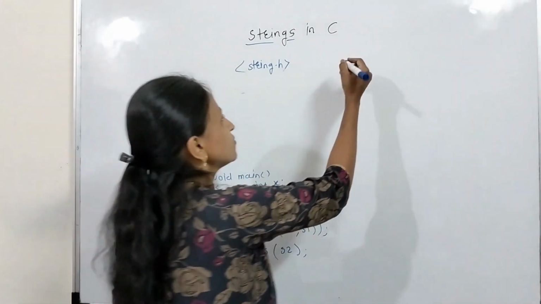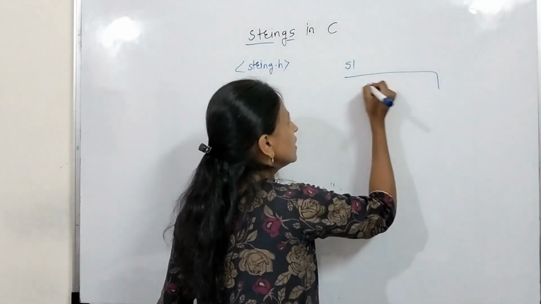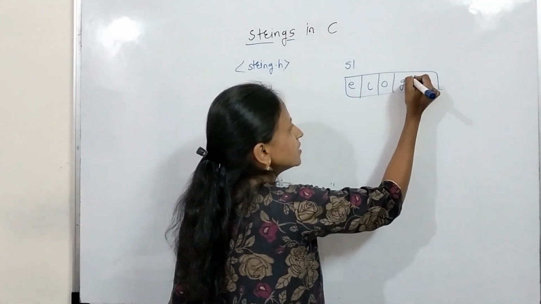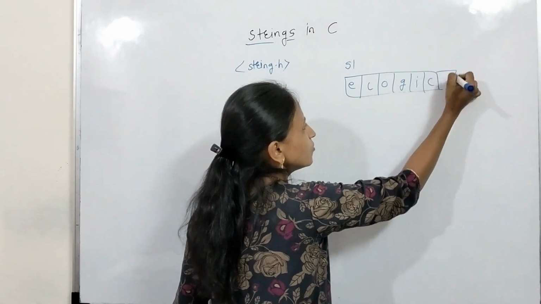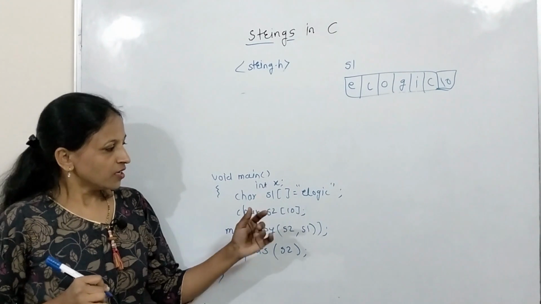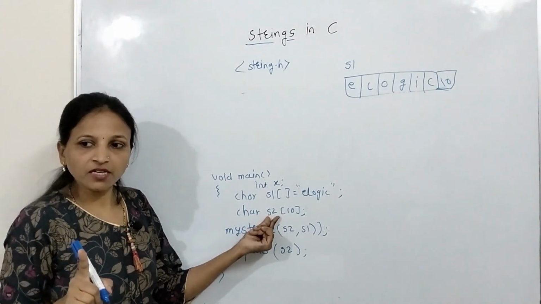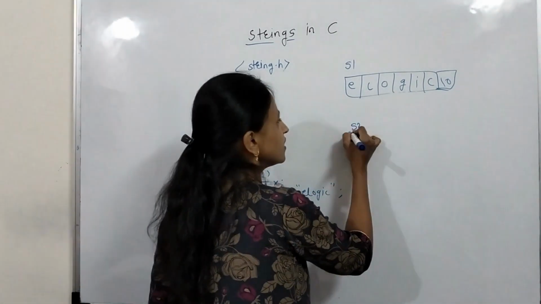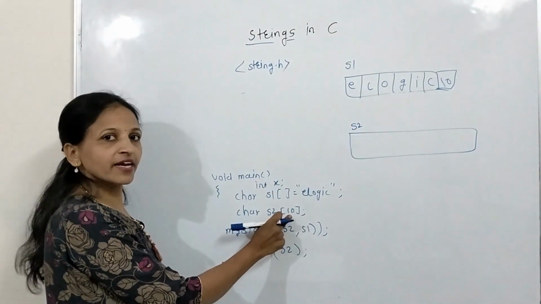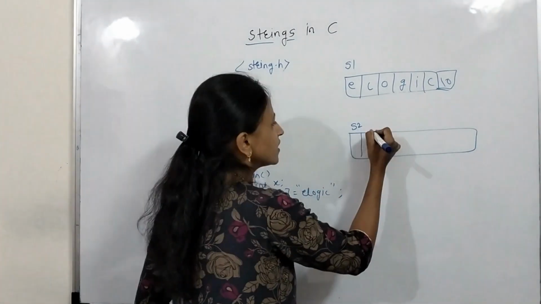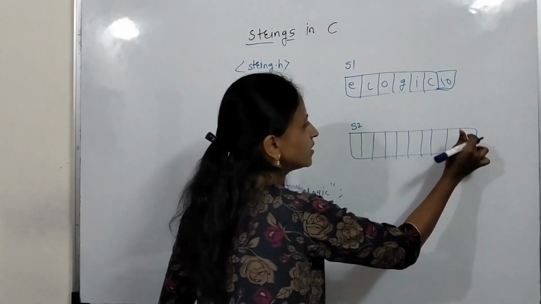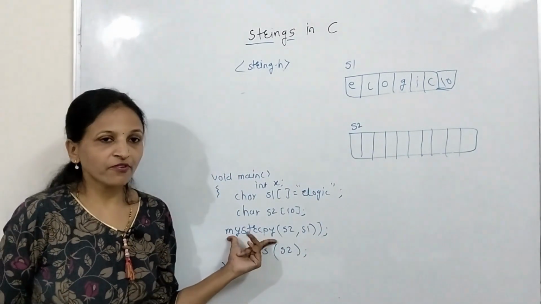The logic is like this. Let the s1 string be in this way in memory. S1 is eLogic and one more character here, there is \0. Getting? This is our s1. Now s2 is there in memory. Again s2 has size 10 here, because we have written s2 in square brackets 10. That's why 10 bytes will get reserved. 1, 2, 3, 4, 5, 6, 7, 8, 9, 10. My strcpy function I have called.